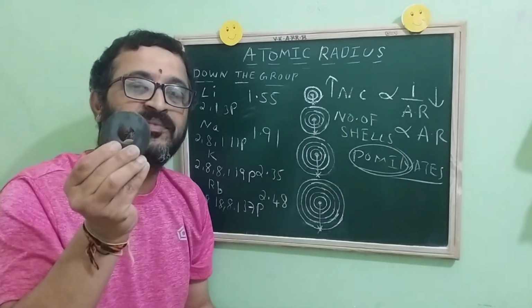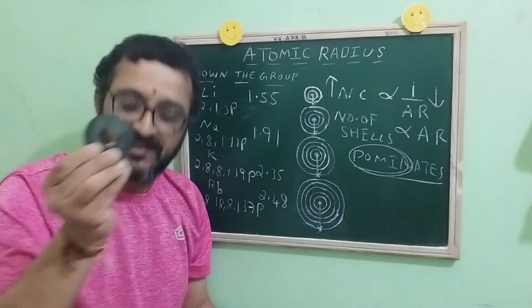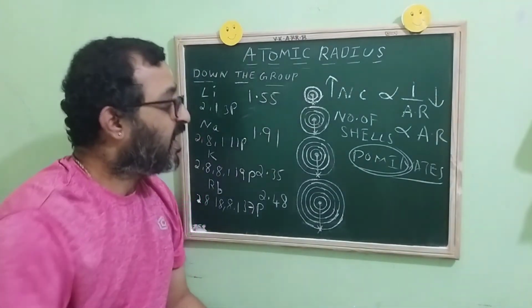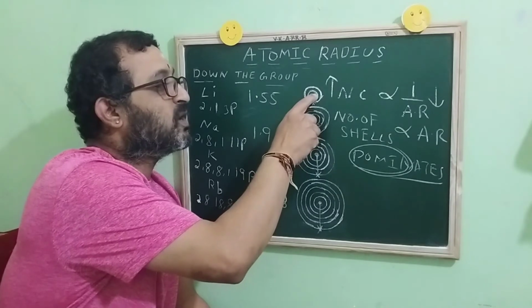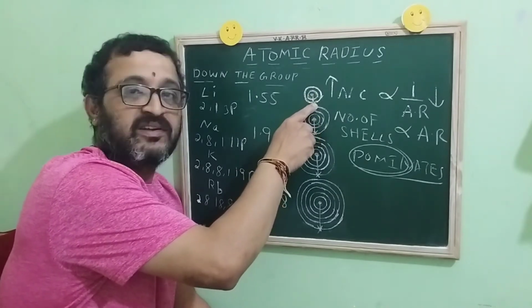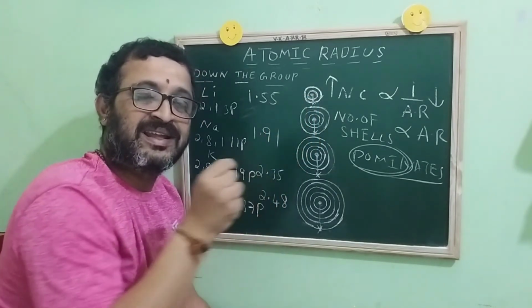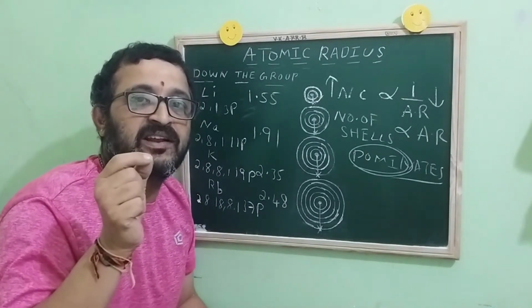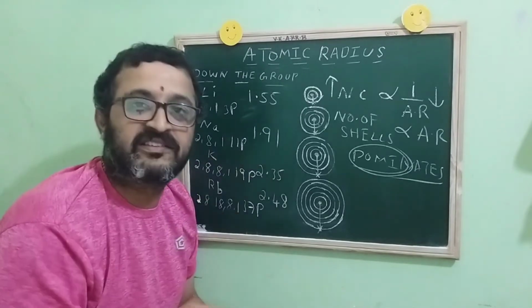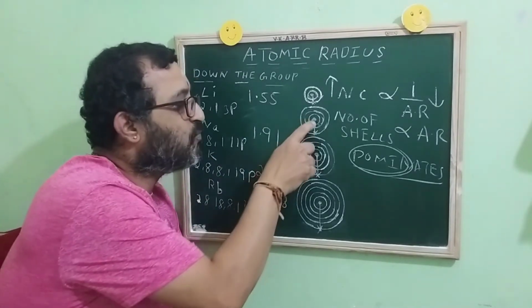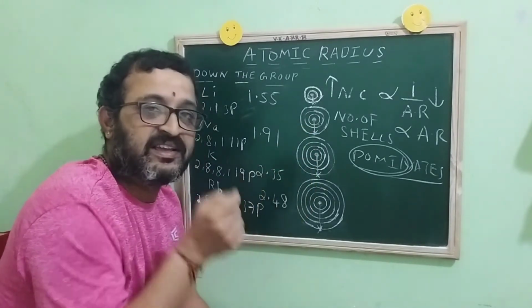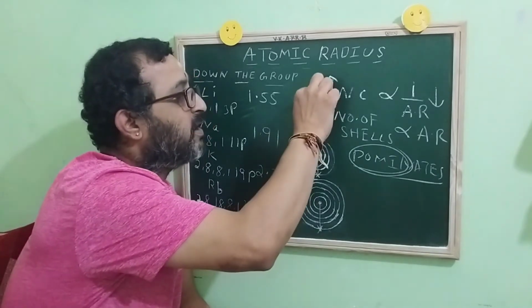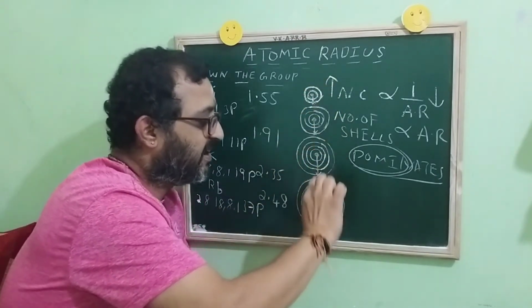First, it is not pulling. So what is the meaning of this one? As the distance between the nucleus and the outermost shell containing electron increases, the force of attraction decreases, right? Why is the force of attraction decreasing? Because of what? Increase in what, children?